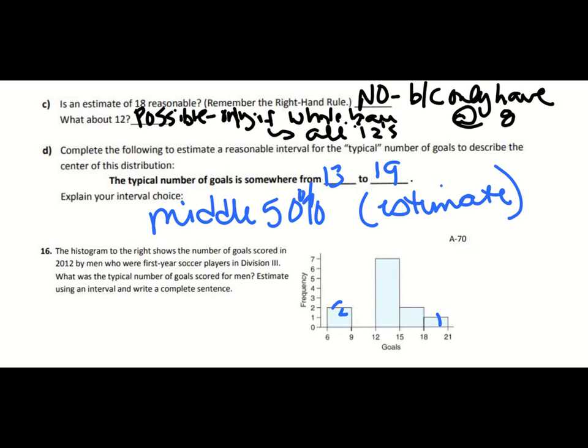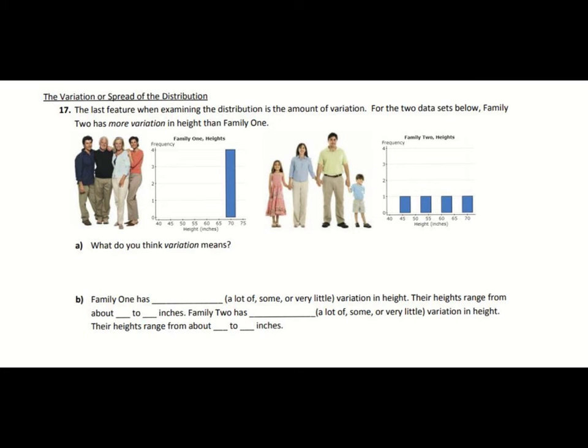What is this? 1 here, 2 here, 7 here. So I would say probably a typical number is in here. So maybe about 12 to 14 is your typical number, because you kind of got 2 below, 3 above. So that's kind of in the middle ground for it. And then the variation is the last thing we're going to talk about.